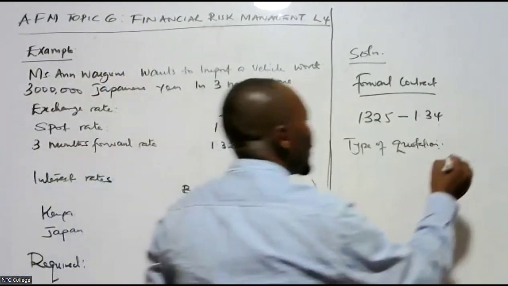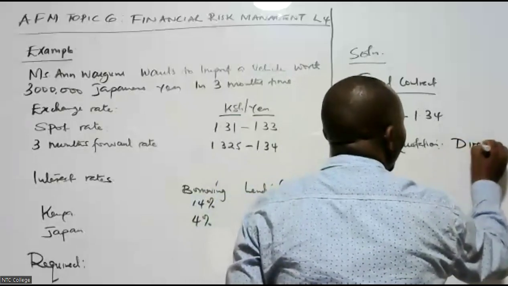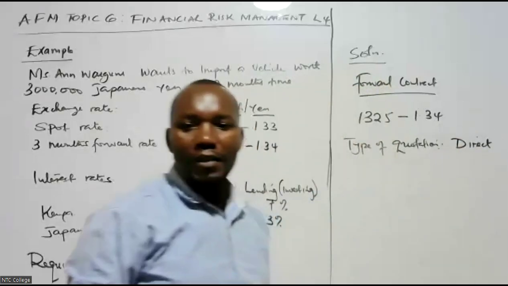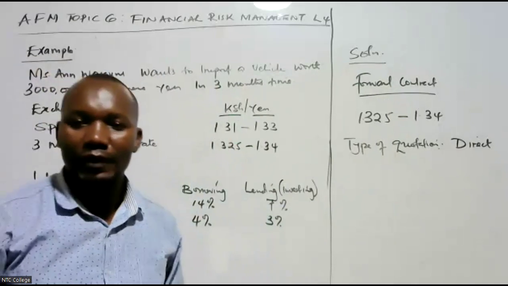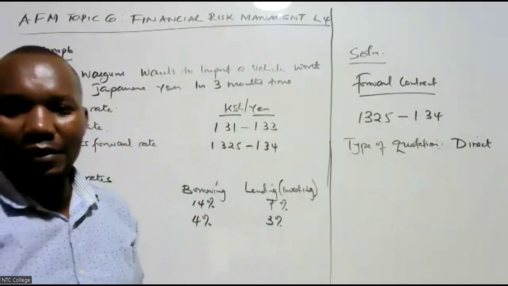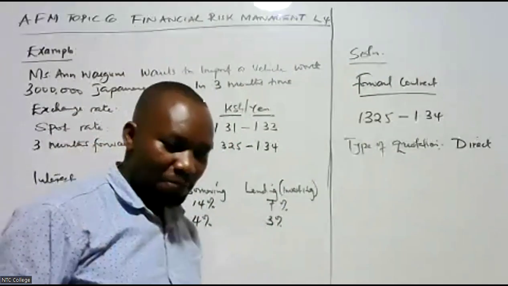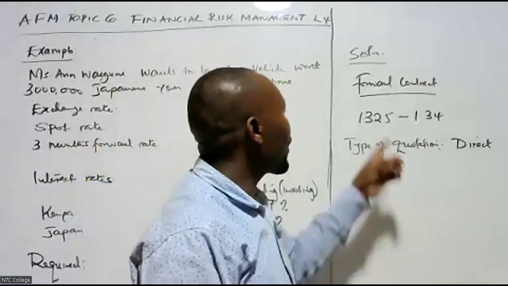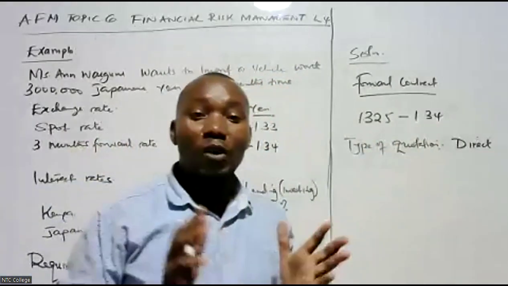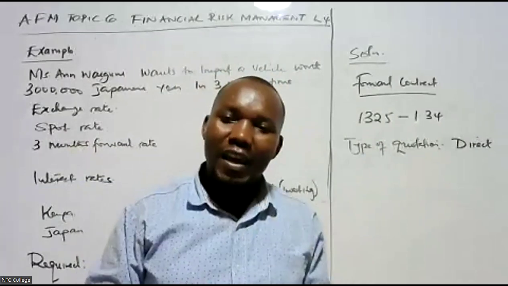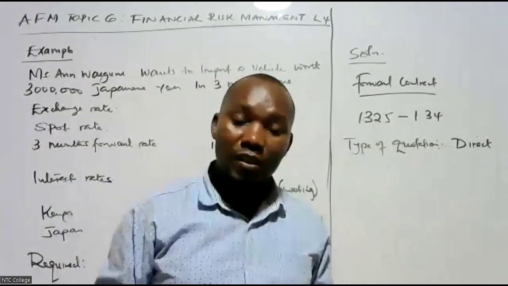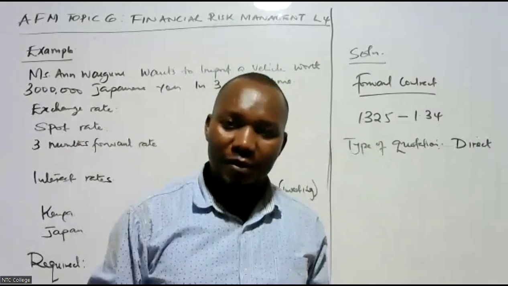Winnie is saying that the quotation is direct. Any other person? Ruth is saying it is direct. Now, for those who are not in, how do you know that this quotation is direct or indirect? For the forward market or forward exchange, there are 2 types of quotation. We have direct and indirect.